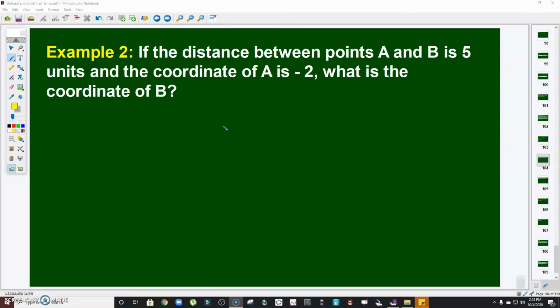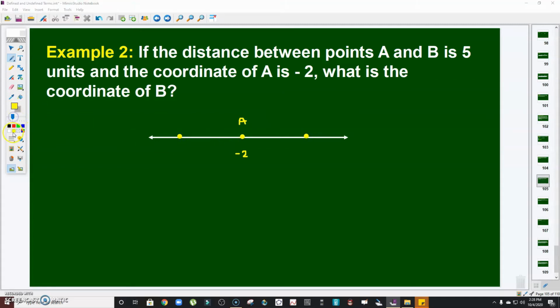If the distance between points A and B is 5 units and the coordinate of A is negative 2, what's the coordinate of B? Okay, so if we're going to make a number line here, and call this point A, suppose this is point A. Alright, so again, the coordinate of this one is negative 2. Now, we are looking for the coordinate of B, which is 5 units from A. Right? So, it can be here. Alright? So, pwedeng nandito yan, pwedeng nasa kaliwa. Alright? So, there are two possible answers here.